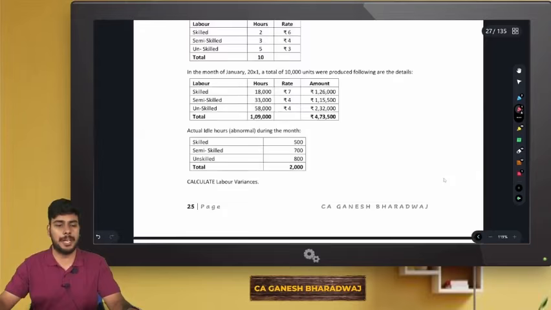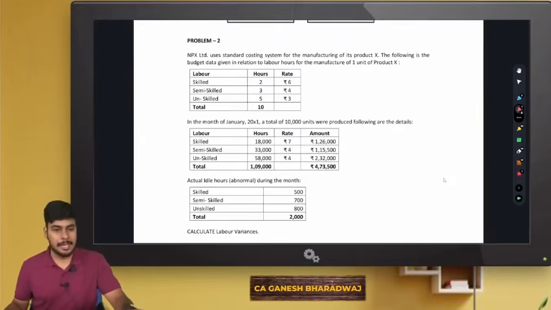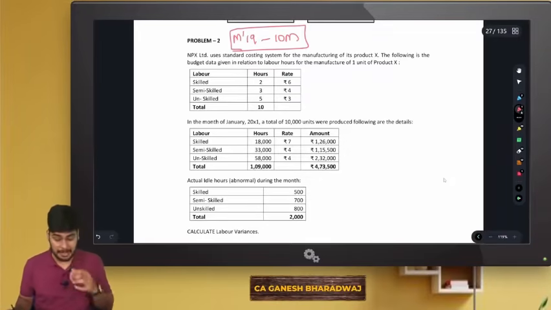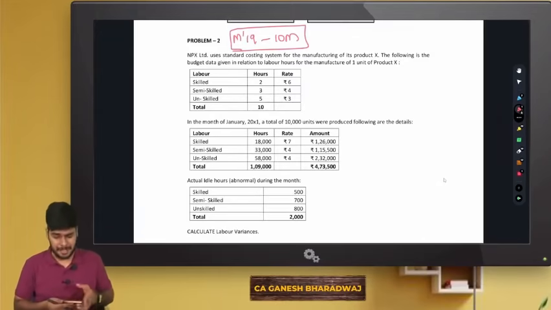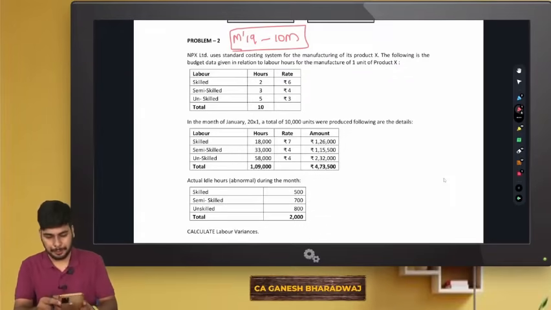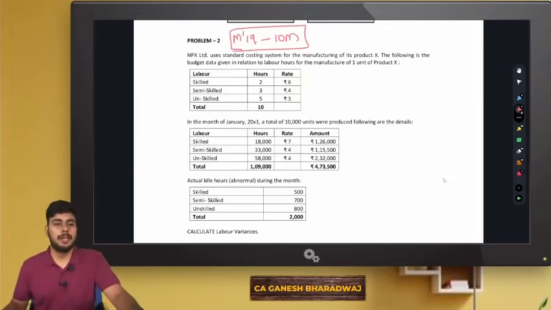Question number 2. It's on page number 25. This sum came in May 19 exam for 10 marks. The exact same sum came in May 19 for 10 marks. It's also there in your study material. So let's get started with this. Okay, fine. Look at this, guys.